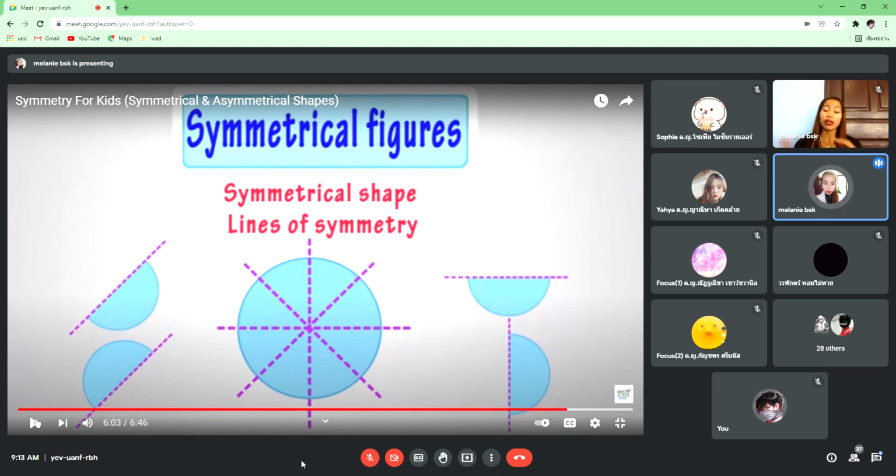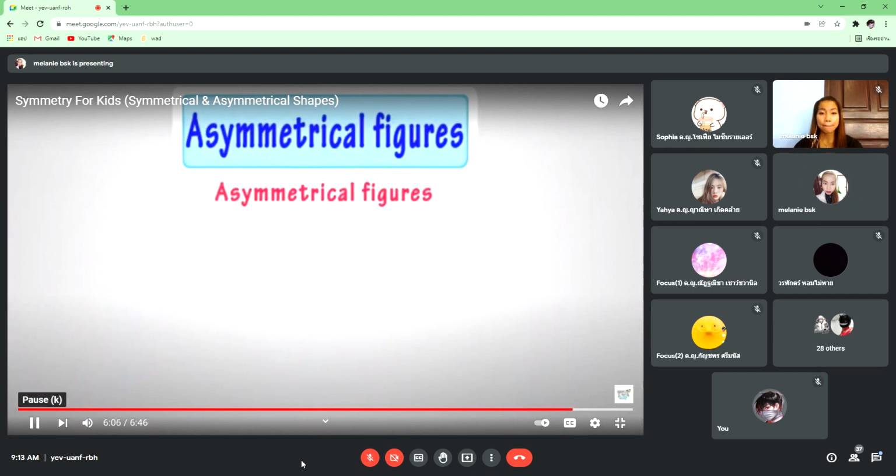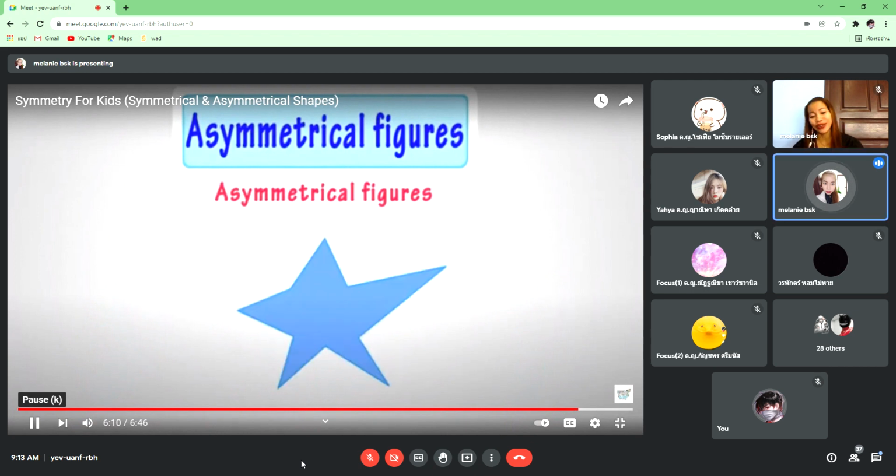So children, let's see some recap of our lesson yesterday, asymmetrical figures. Okay, going back to our lesson. If we have the symmetrical figure, and we fold it, one half covers the other half, or it has the same size as the other half. Okay, so that is what we call the symmetrical figure. We also have the opposite, the asymmetrical figure.